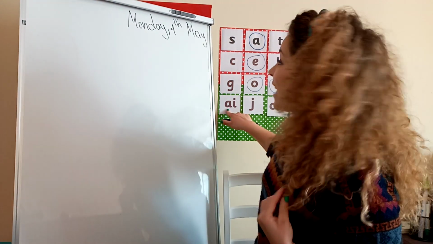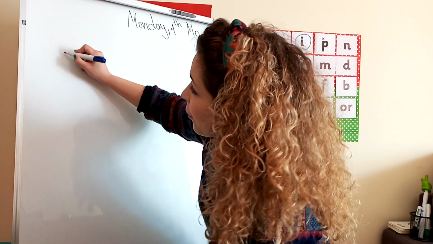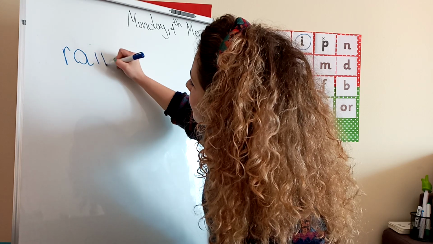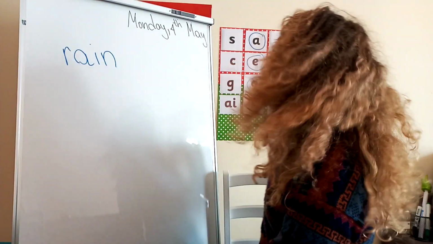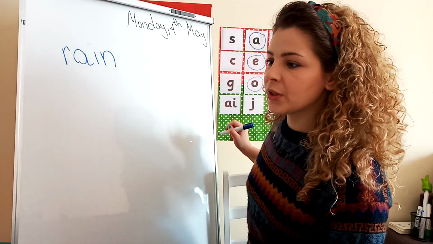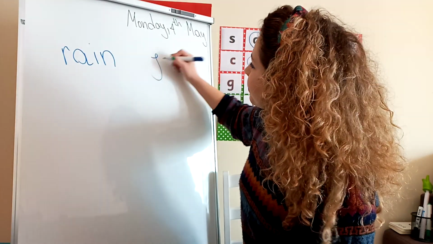Okay, so first is A. For A, I'm going to put rain. For each of these sounds, I just want to put one word as an example. Then we have J. For J, I'm going to put jam.